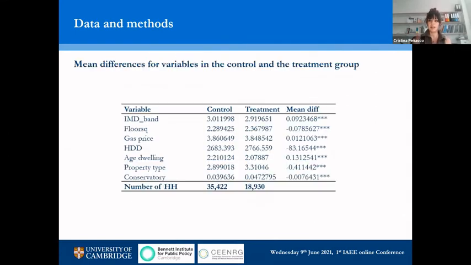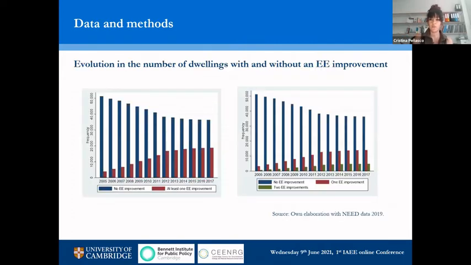As you can see from the next slide, we need to control for all those variables, as the households in the control group and the treatment group seem different in nature. This is just to show the number of households that have adopted some type of energy efficiency measure in the period of analysis. So as per 2017, almost 20,000, so it's 18,930 households have received some kind of treatment, loft insulation, cavity wall, or both.